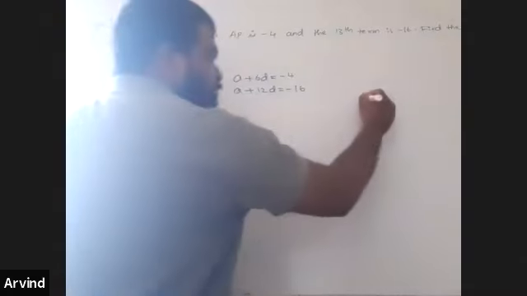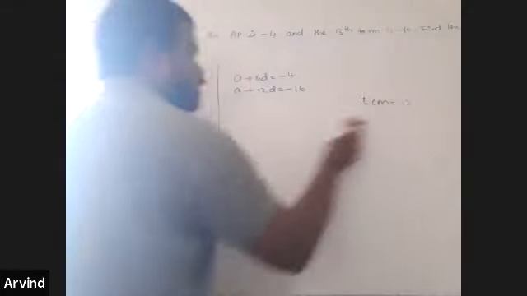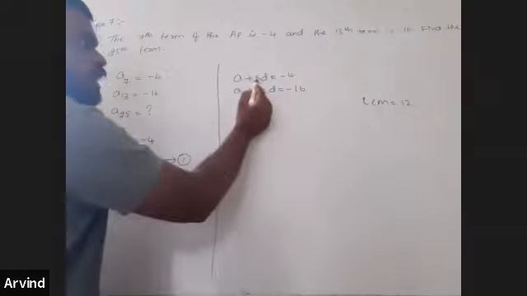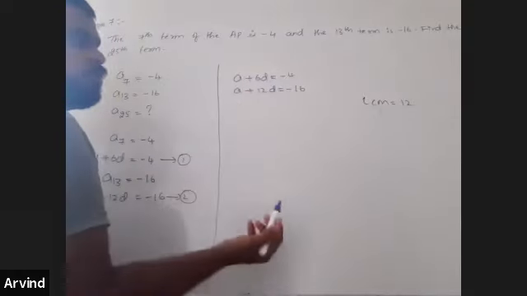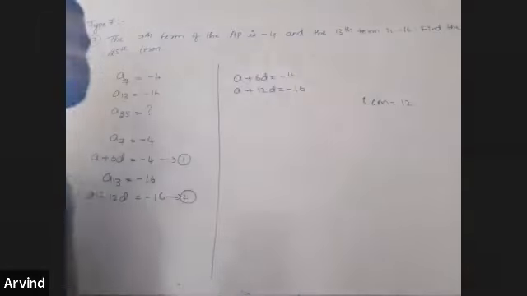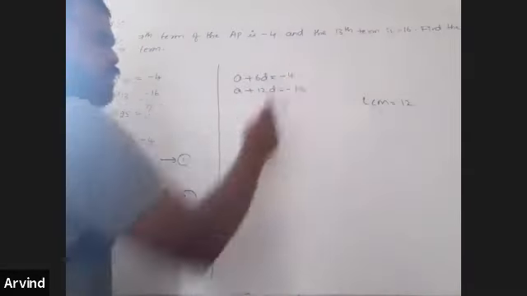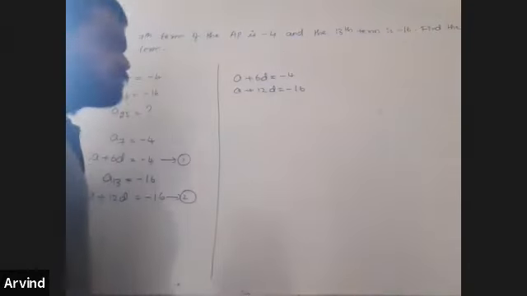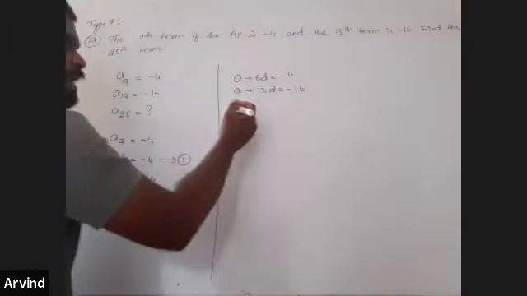So whatever LCM you get, both numbers have to become that. Here it is already 12, not a problem. What do you multiply by 6 to get 12? 2. So you have to multiply the entire thing by 2. That is how you do it. So if we get such problems, we'll do it. Anyhow, we are eliminating A.